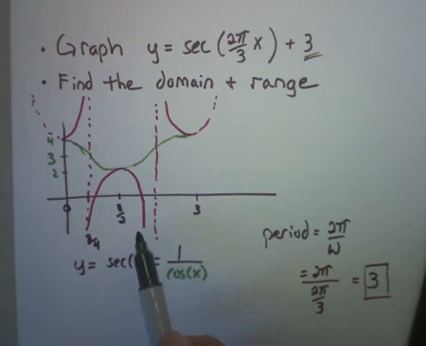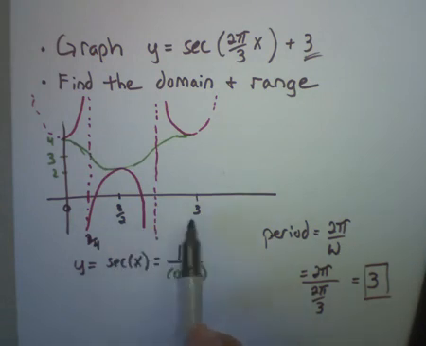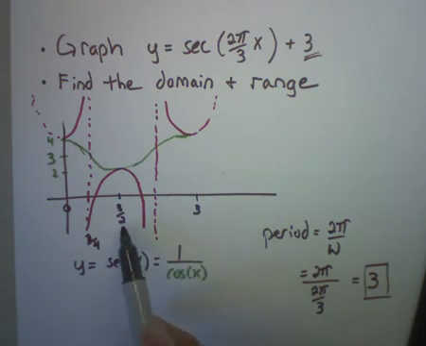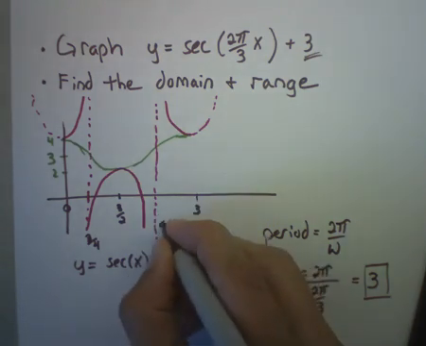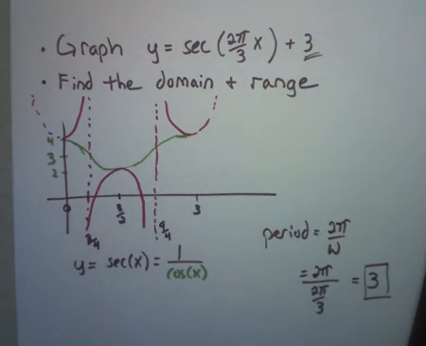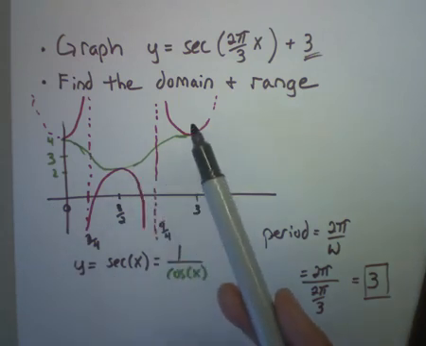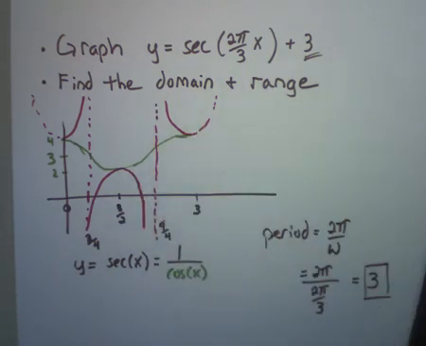And halfway between 3/2 and 3. And if the halfway between is difficult, it's the average of the two. So you add them together and divide by 2. So you could think of this as 3/2 plus 6/2 is 9/2, and half of that is 9/4. Okay, so that's where the two asymptotes are at. So there's a pretty good little sketch of one period of this transformed secant function.